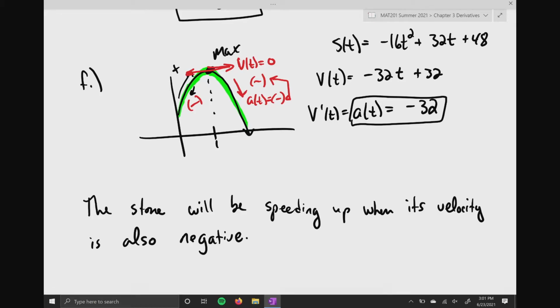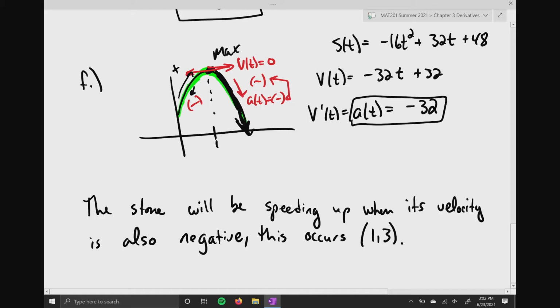So the stone will be speeding up when its velocity is also negative, and this occurs from the interval 1 to 3. Okay? So this corresponds basically to the downwards part of the stone's trip in the air. So I hope that really drives home what's really happening here.